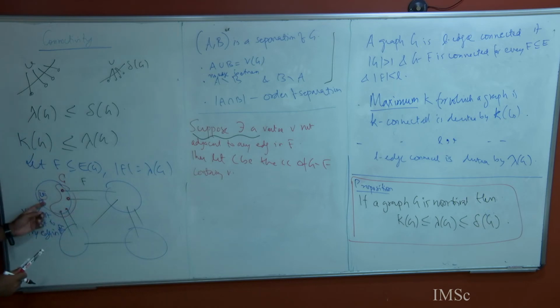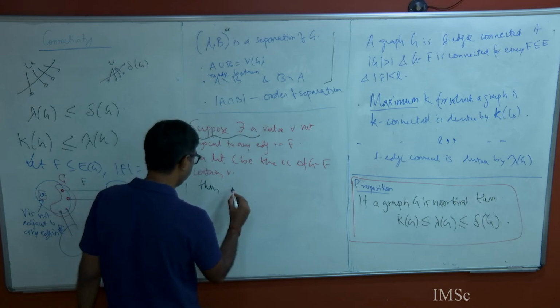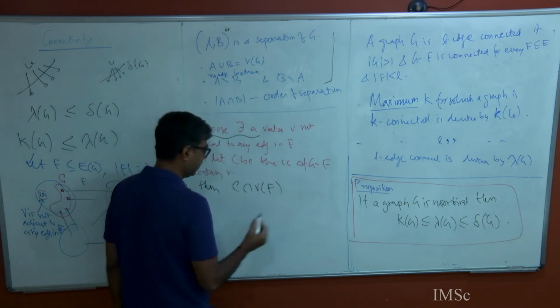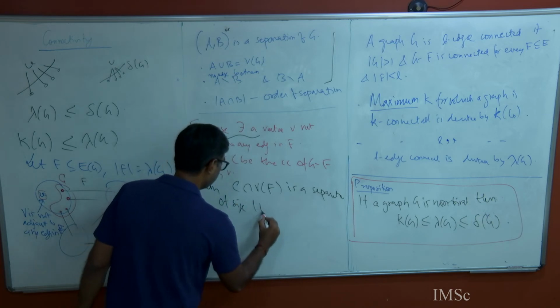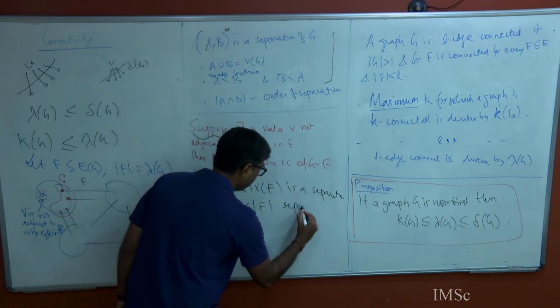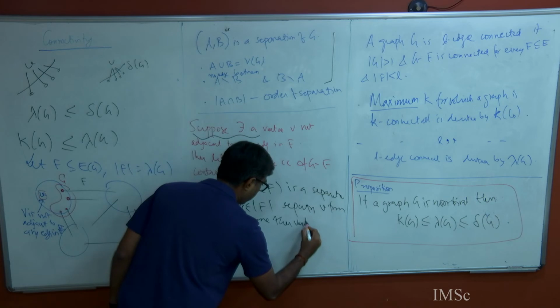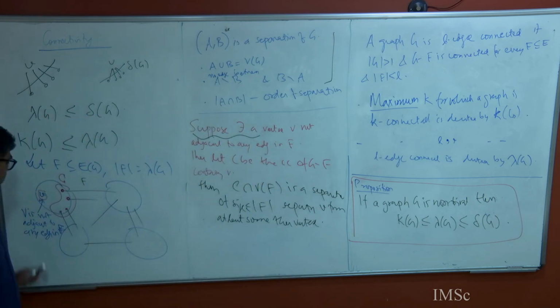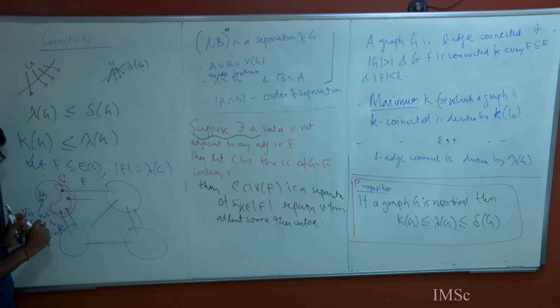So I'm saying that if there exists a vertex which is not adjacent to any edge in F, then I actually know how to handle it. Then let C be the connected component of G minus F containing V. Then C intersected with V(F) is a separator of size at most the cardinality of F, separating V from at least some other vertex, because you have at least two connected components. After you delete this, there is some other vertex in some other component that survives. So that vertex and this vertex got separated. It's important. You get my point?